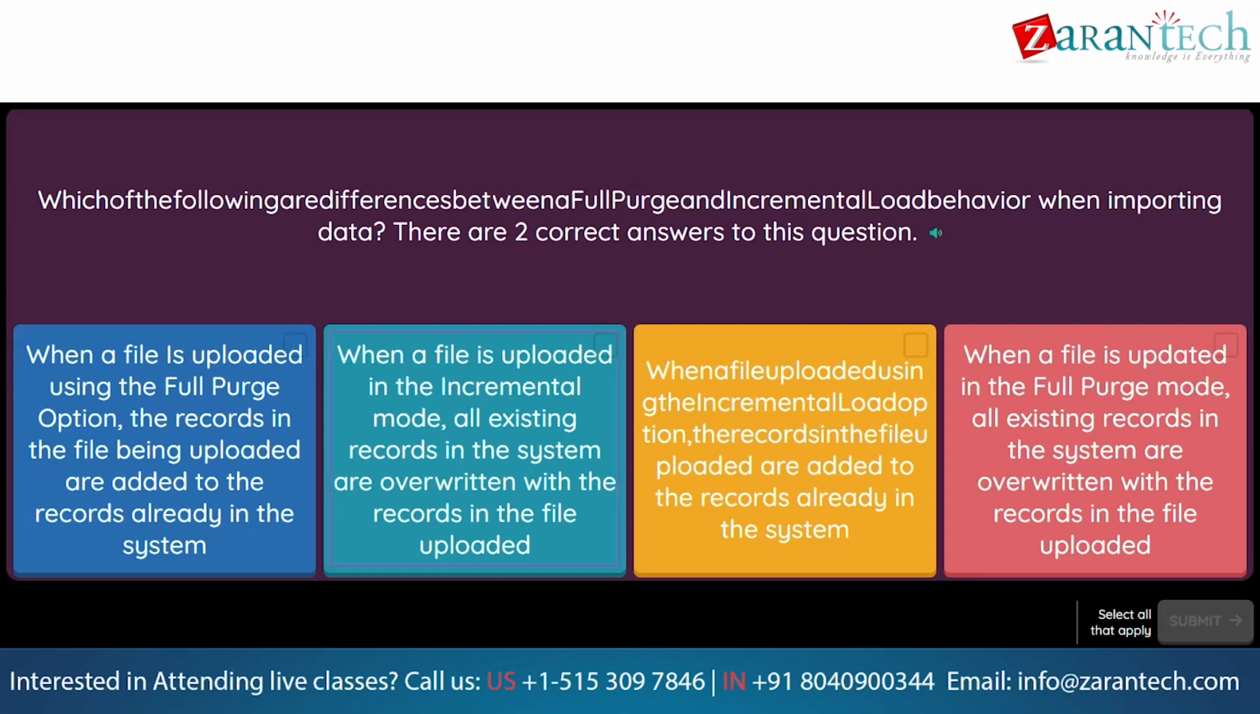Option 2, when a file is uploaded in the incremental mode, all existing records in the system are overwritten with the records in the file uploaded. Option 3, when a file is uploaded using the incremental load option, the records in the file uploaded are added to the records already in the system. Option 4, when a file is uploaded in the full purge mode, all existing records in the system are overwritten with the records in the file uploaded.